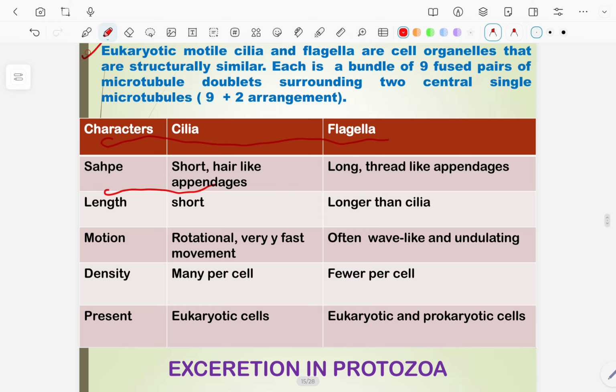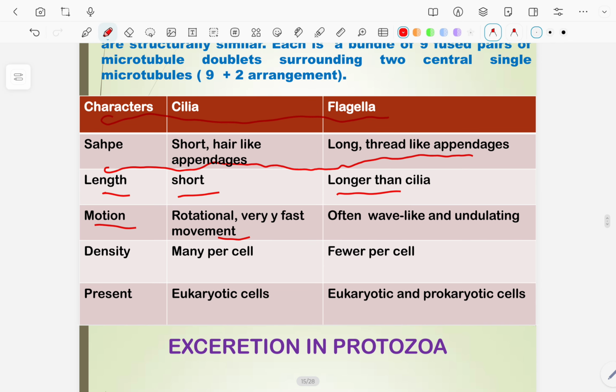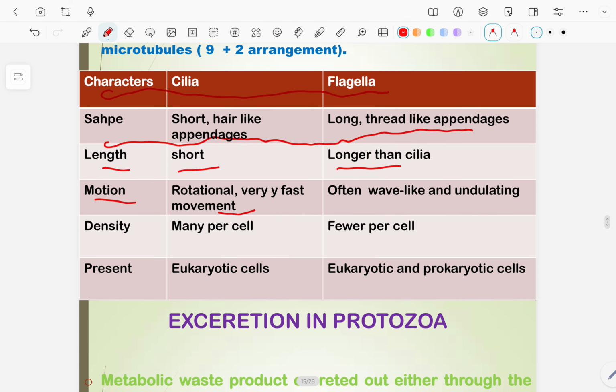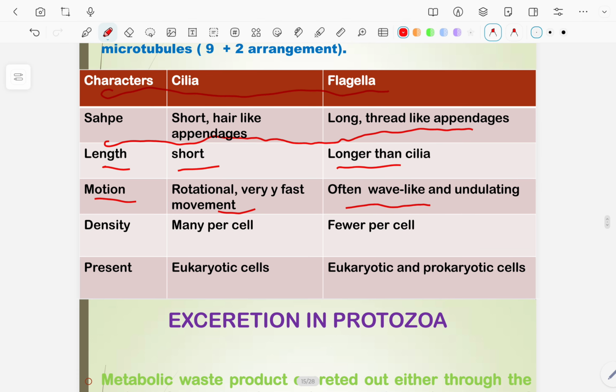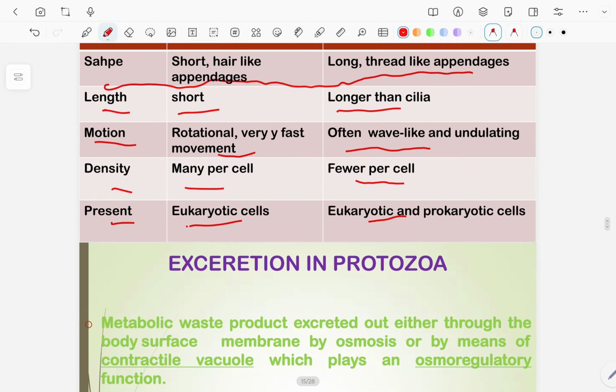Character: cilia, flagella. Shape: short hair-like appendage, long thread-like appendage. Length: short, longer than cilia. Motion: rotational, very fast movement, often wavy-like and undulating. Density: many per cell, fewer per cell. Present: in eukaryotic cells, in eukaryotic and prokaryotic cells.